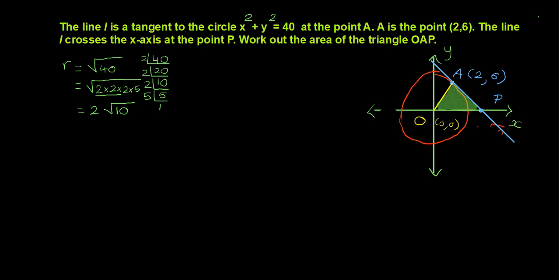I need to try and find this length, and I need to try and find this length. To do that, I need to find the coordinates of P. This length is quite easy actually. This length is going to be 6, because the y coordinate of the point A is 6, so this length is 6. So that's nice and easy over and done with.